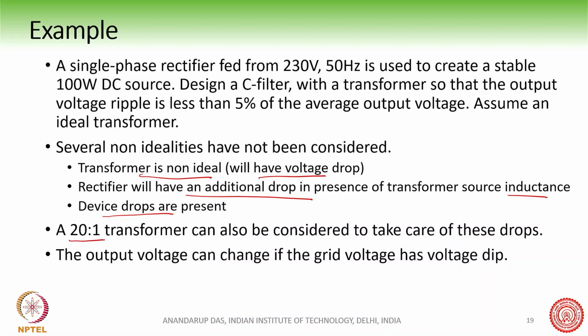Instead of 21:1, you can have a 20:1 transformer to take care of this drop. But again, what is the advantage of this approach? It is very cheap and readily available, so everyone can make a 15-volt power supply very quickly.